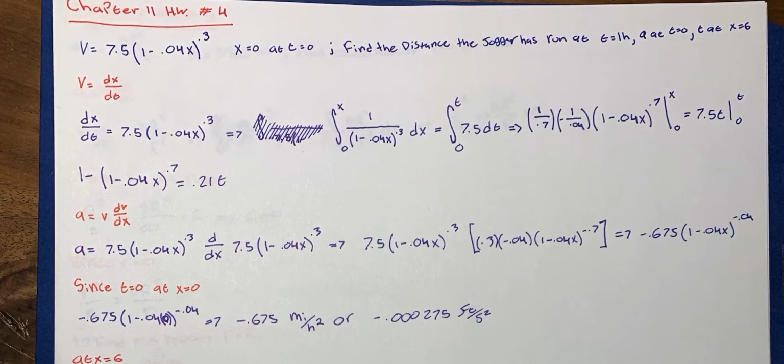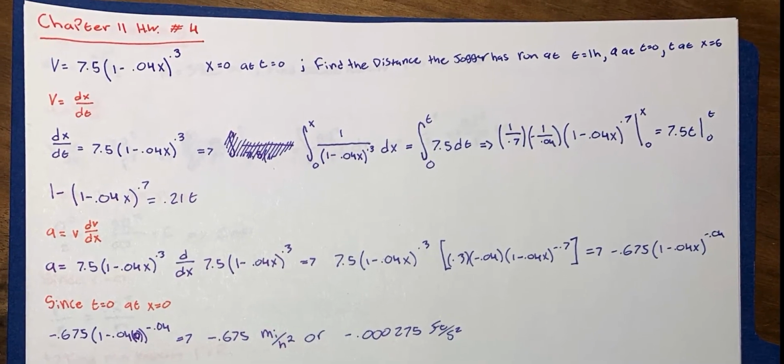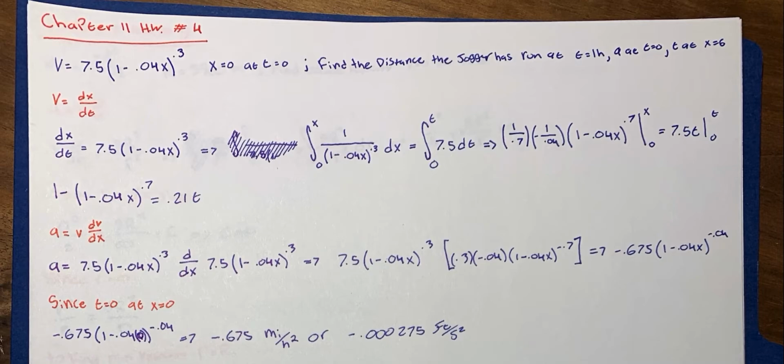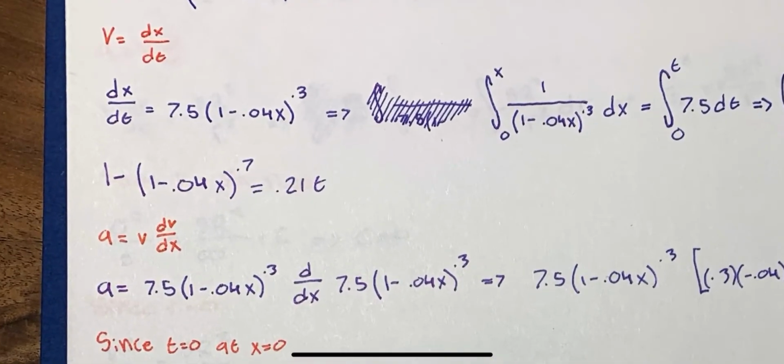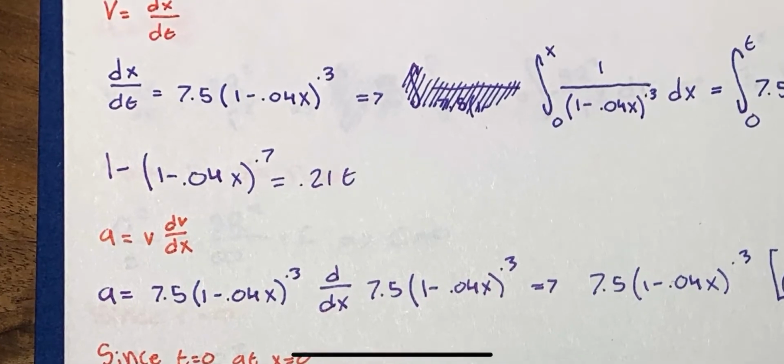So first, knowing that the velocity is equal to the derivative of position with respect to time, we can replace v in the initial equation, put like variables together, integrate both sides, and then we will come up with this equation here.